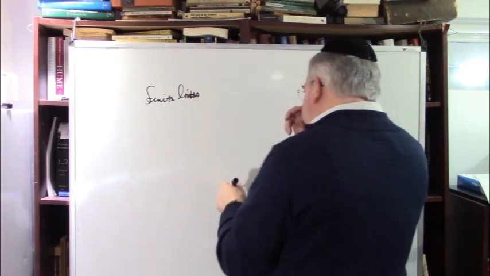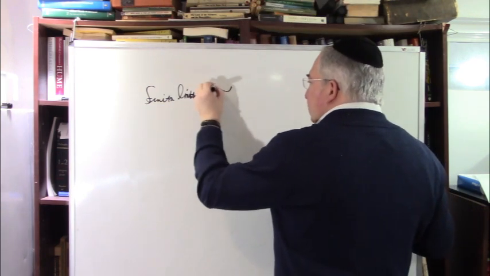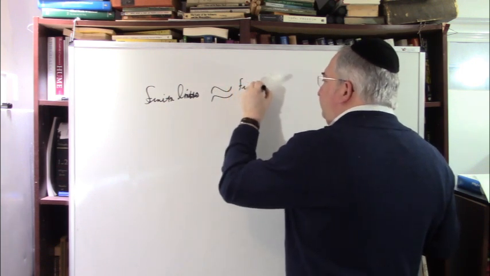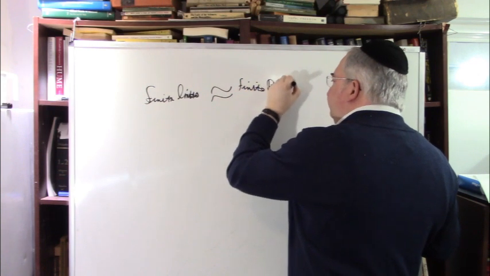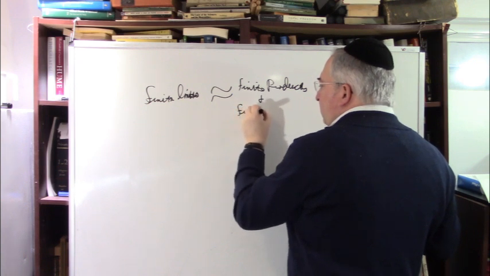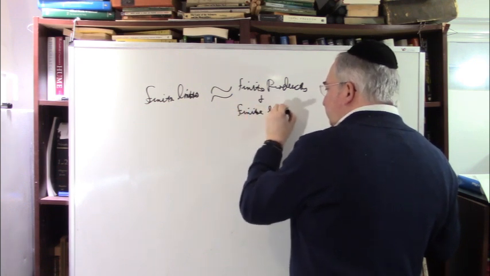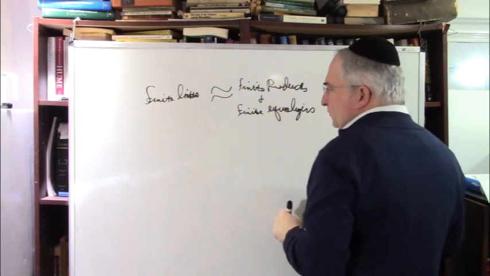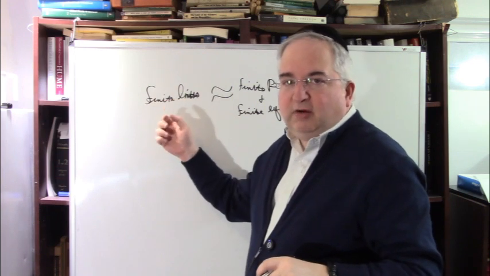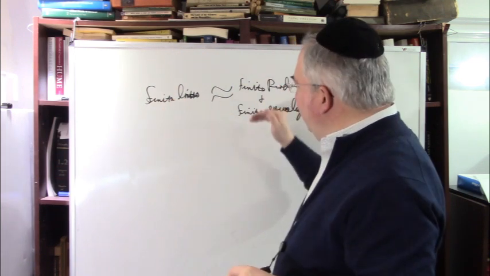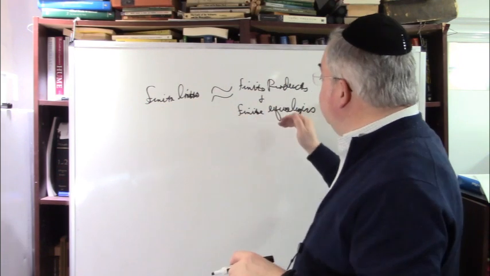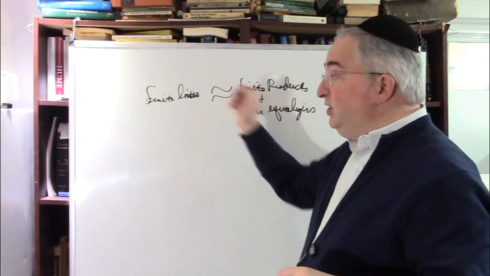So finite limits are equivalent to the fact that you have finite products and finite equalizers. That's an amazing theorem, because what it says is that for any weird, strange diagram that you have, if you just have completions of products and completions of equalizers, then you have all of them.